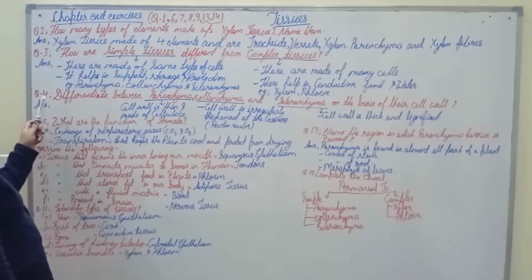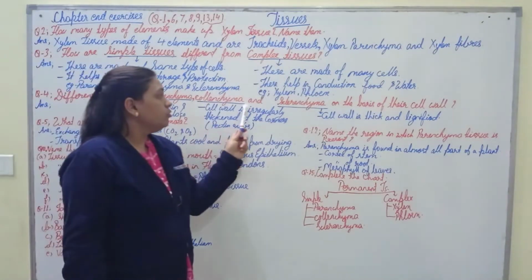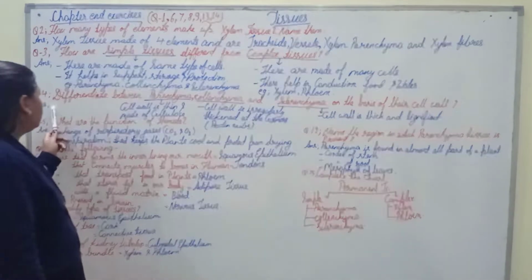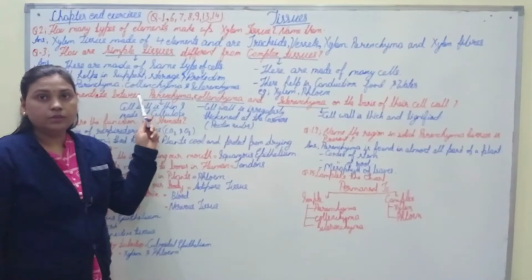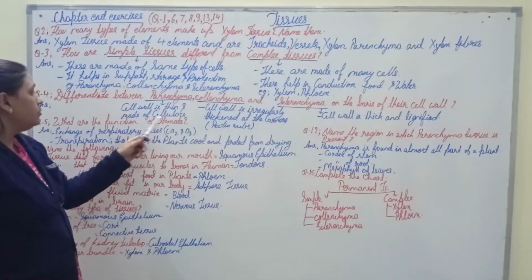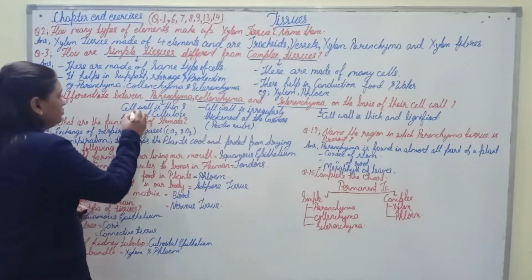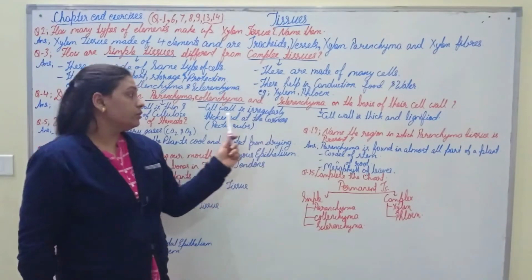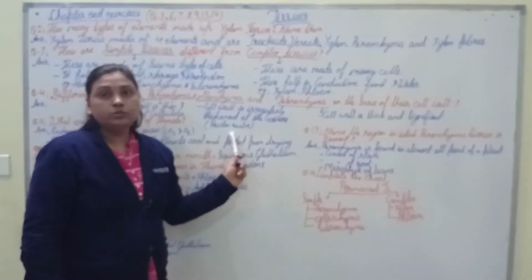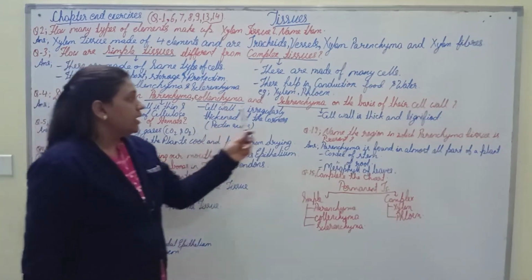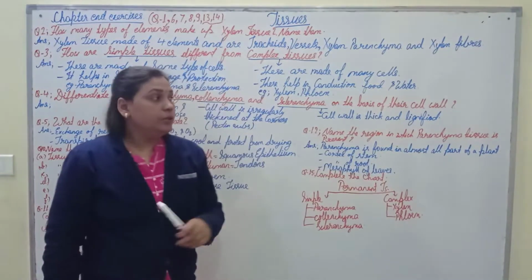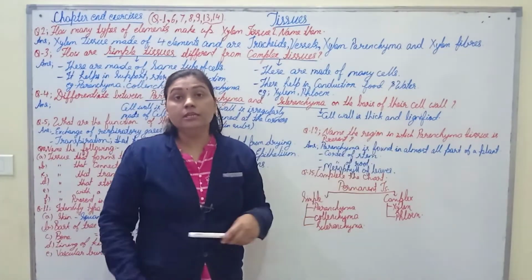Next our question says differentiate between parenchyma, collenchyma and sclerenchyma on the basis of their cell wall, and the answer is cell wall. In parenchyma, the cell wall is thin and made of cellulose. However, the cell wall in collenchyma is irregularly thickened at the corners because of the deposition of pectin substance. And in sclerenchyma, the cell wall is thick and lignified. That is, it becomes thick due to the deposition of lignin.